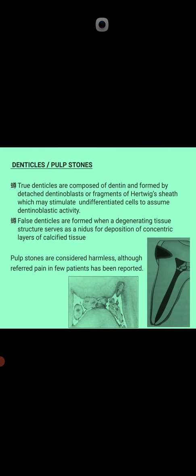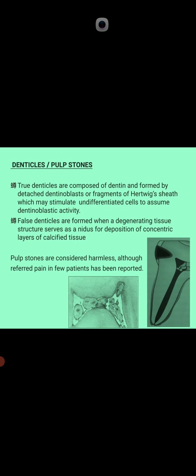Now in denticle or pulp stone, there are two types. One is true denticle, second is false denticle. True denticle is formed by dentine, but false denticle has no dentine and is formed mainly from dead tissue. The true denticles are composed of dentine and formed by detached odontoblasts or fragments of Hertwig's sheath, which may stimulate undifferentiated cells to assume odontoblastic activity.